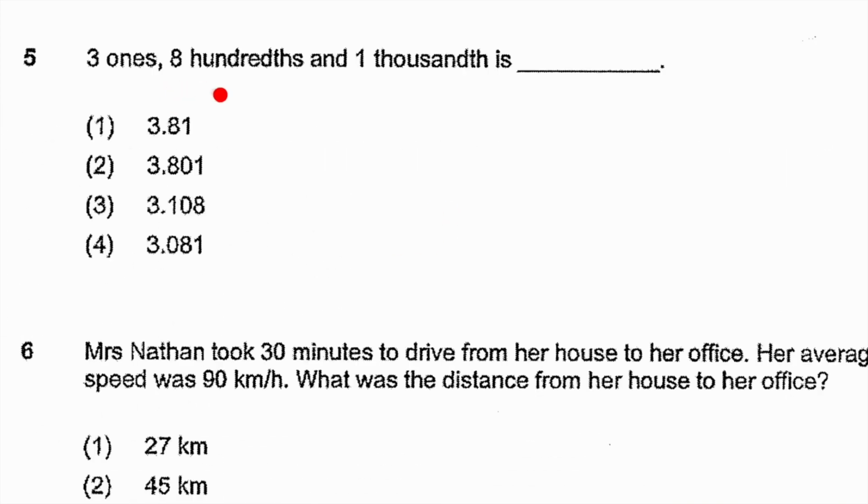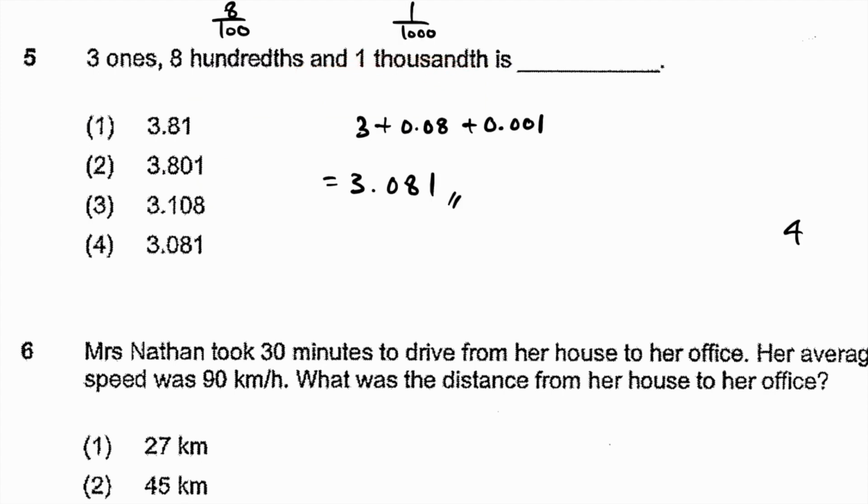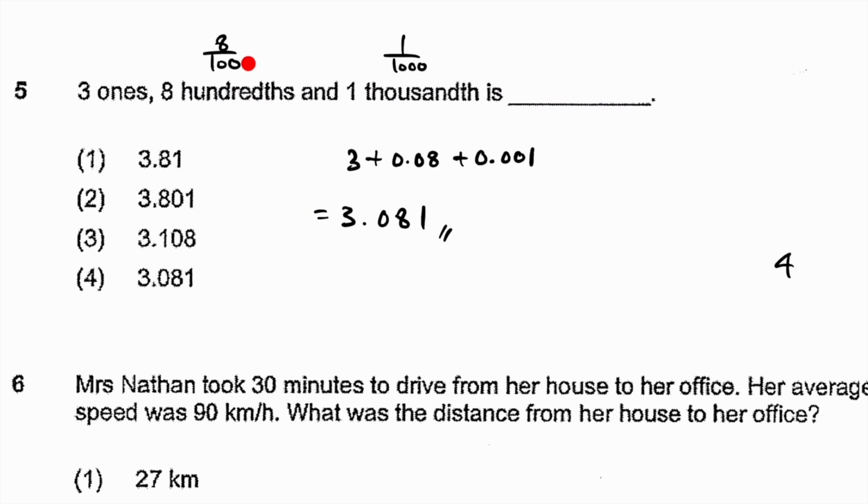Number 5, 3 ones, 8 hundredths, 1 thousandth. Now take note of the TH, that is basically decimals right there. So I will write 8 over 100, 1 over 1000. If you know these as decimals, you will get 3 wholes, 0.08. Add them together, you should get this as your answer.